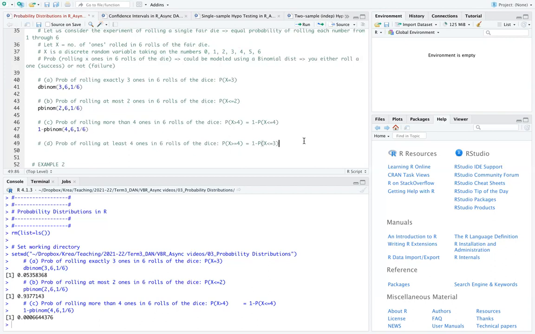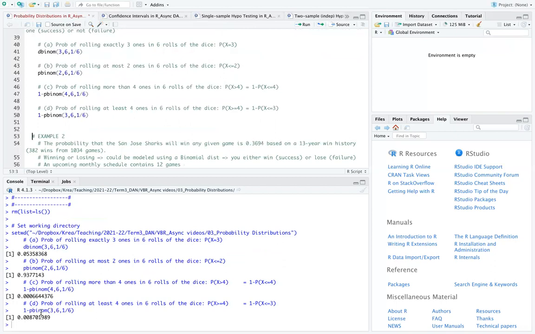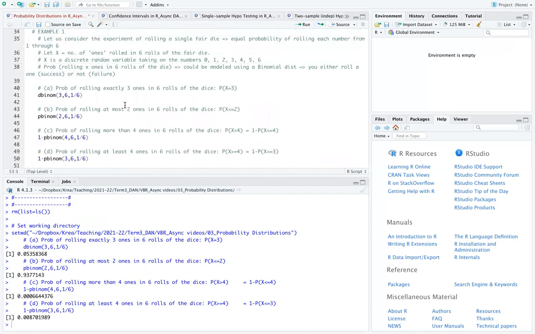Notice that though these two questions, C and D, are very similar, there are subtle differences, and you have to pay attention to whether the question is asking for more than a particular value or at least a particular value. And that will define how we write down these complement statements. And you have to remember that you're looking at a discrete random variable. So now let's go ahead and write this down. So we have 1 minus pbinom(3, 6, 1/6), and we have the answer 0.0087. And that is how you solve the first question.